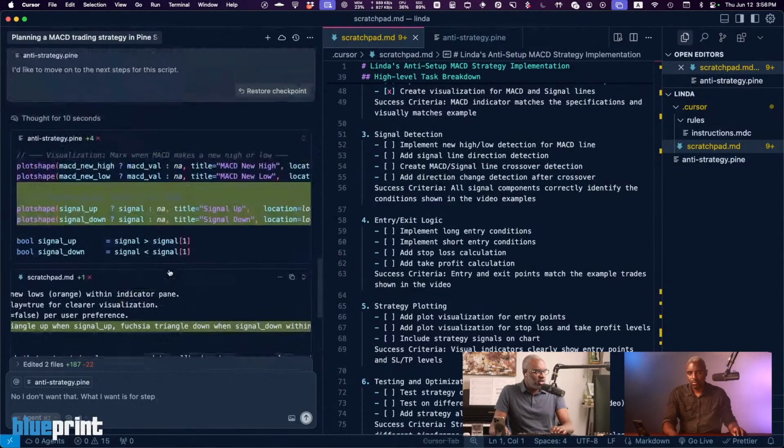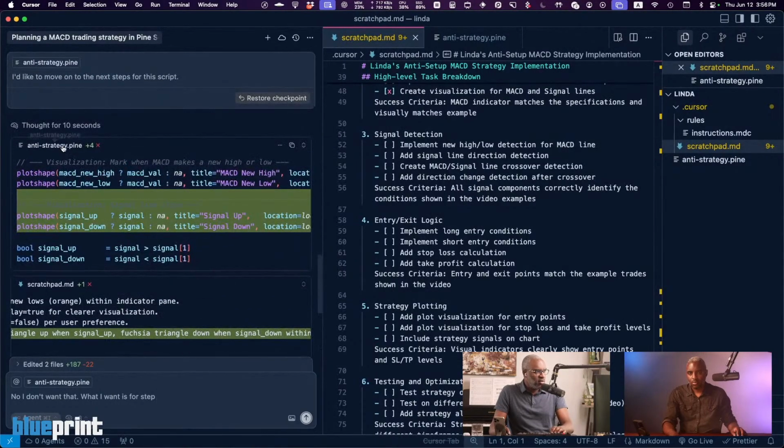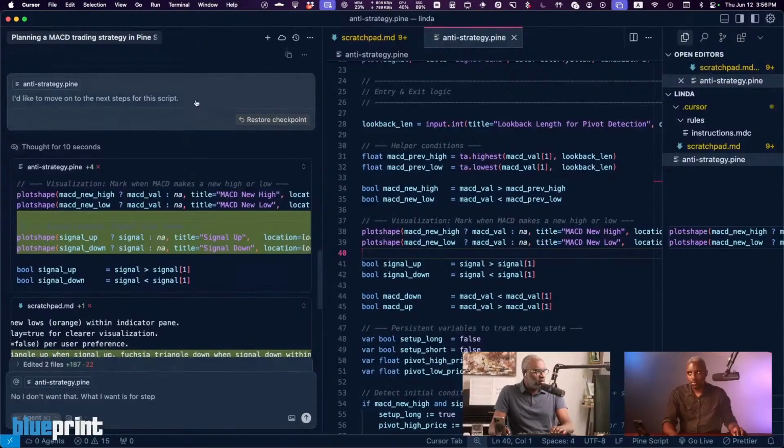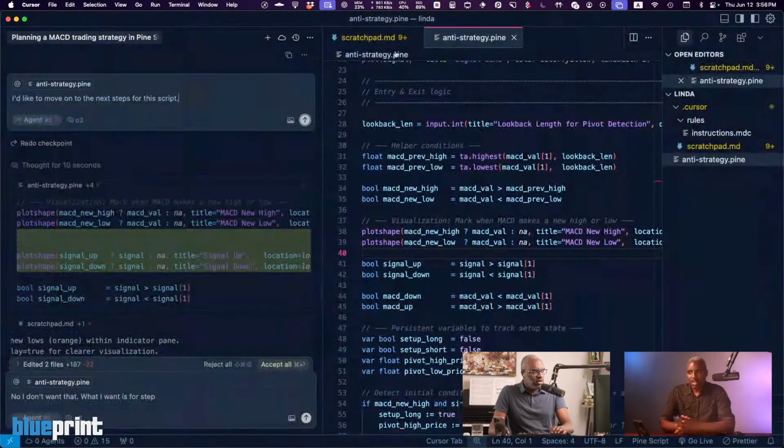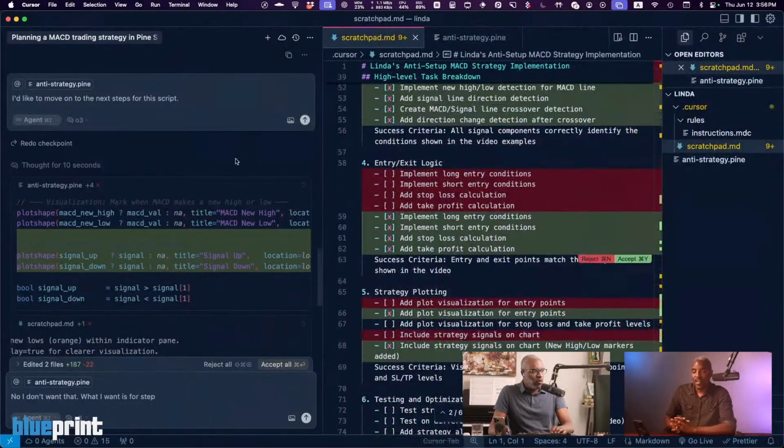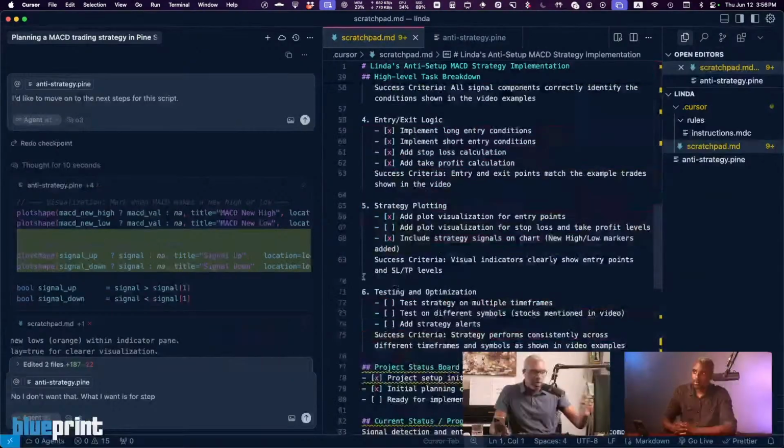One second here. Let me just regenerate this. Restore checkpoint. While he's regenerating that, I just want to show you something, because I made a mistake and I accepted or rejected something I shouldn't have. I went back to a previous conversation, clicked on restore checkpoint, and now my document is back to what it was before. Nice.